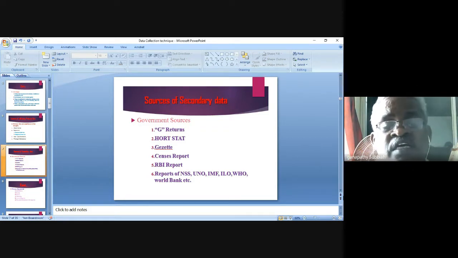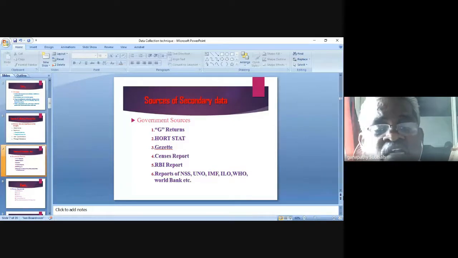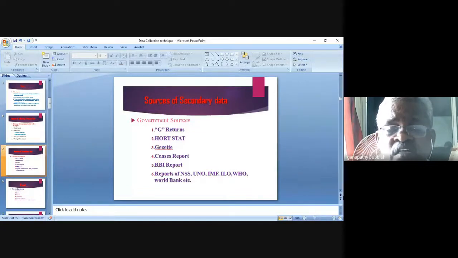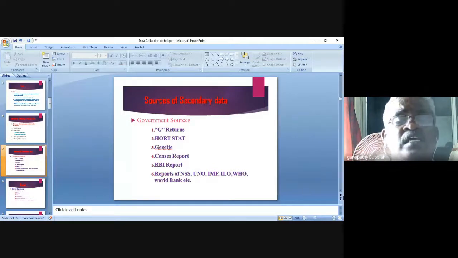Then reports of NSS, UNO, IMF, ILO, World Health Organization and World Bank. So these are all organizations and agencies that publish periodically on the performance of their activities. The researcher has to trace these types of reports relating to the research work and collect the secondary data. So these are some sources of government information.